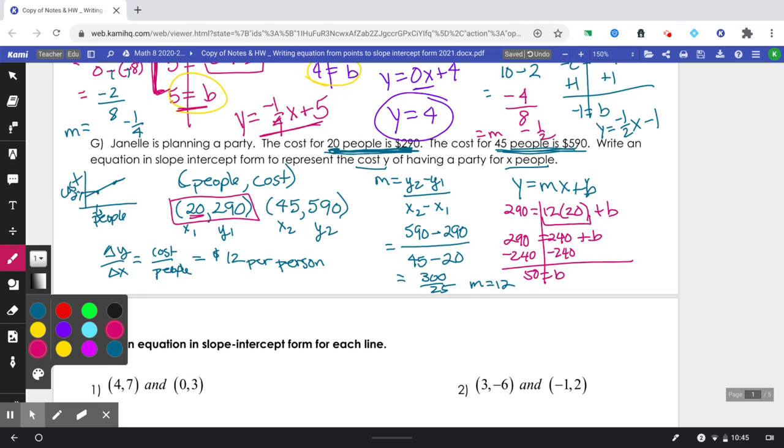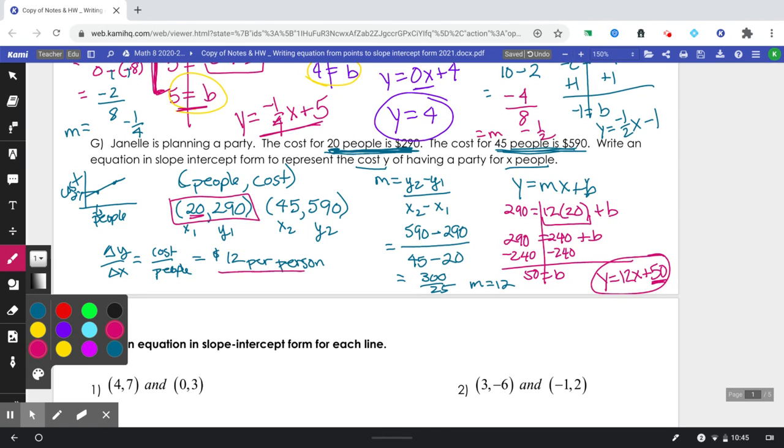Okay, so now we can write our equation. Y, so that's the cost, will equal $12 per person, x is the people, plus $50. Okay, that would be your final equation. Now we wrote down for our slope that meant they were going to have to pay $12 per person. But what do we think this $50 could be?